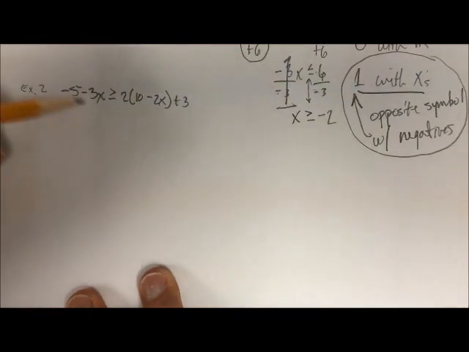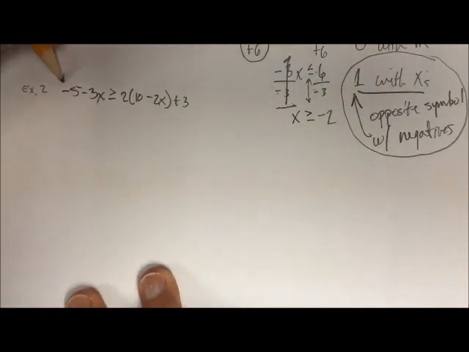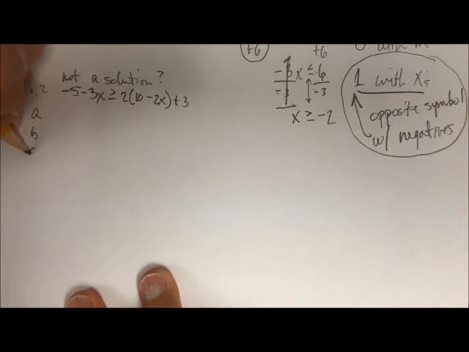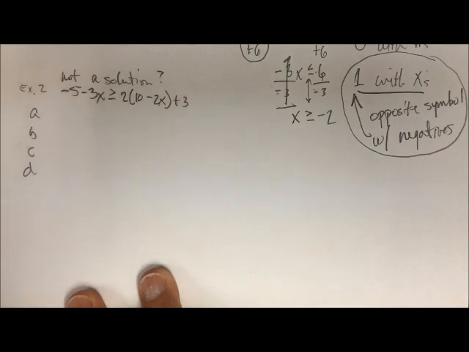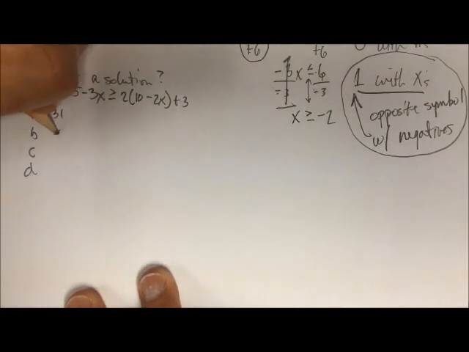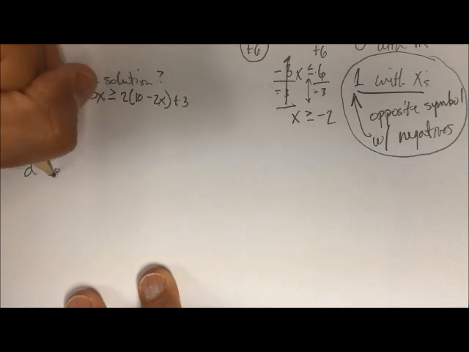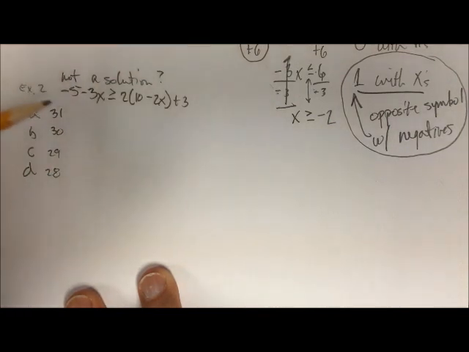And the problem is going to give you an inequality. It's going to say which answer choice is not a solution. That's the question you have to figure out, and there's going to be answer choices A, B, C, and D. In this particular case, the answer choices are 31, 30, 29, and 28. So let's do the math here and figure out which one is correct.